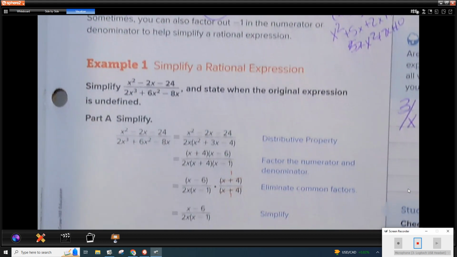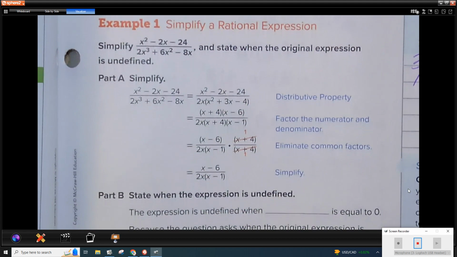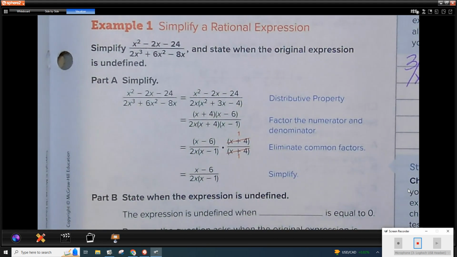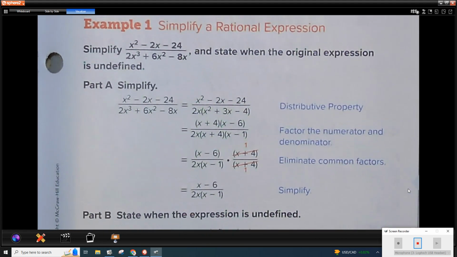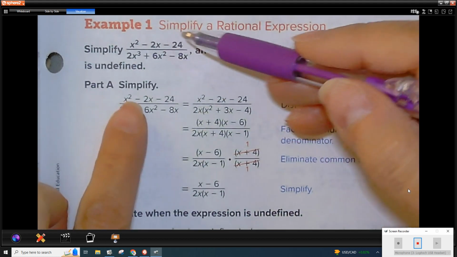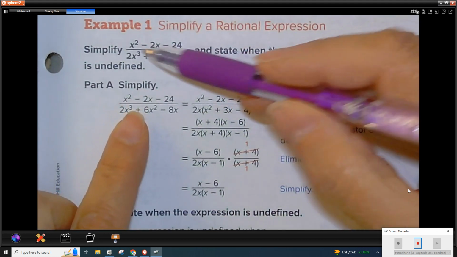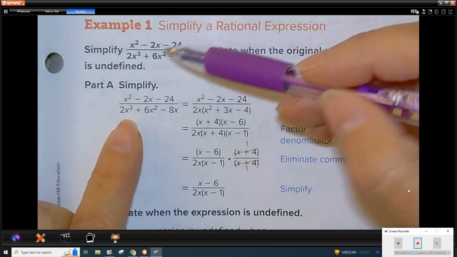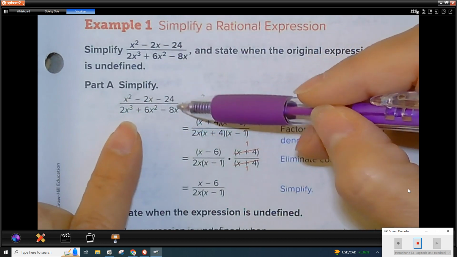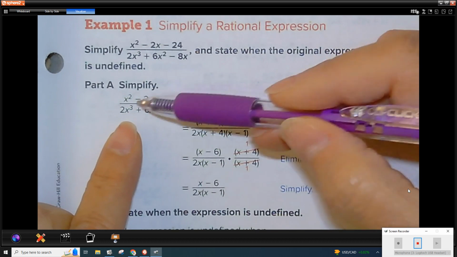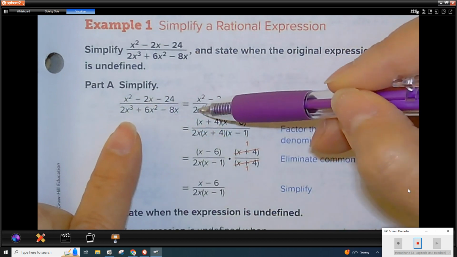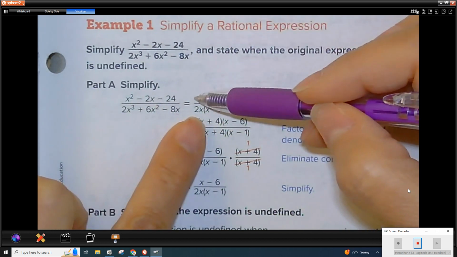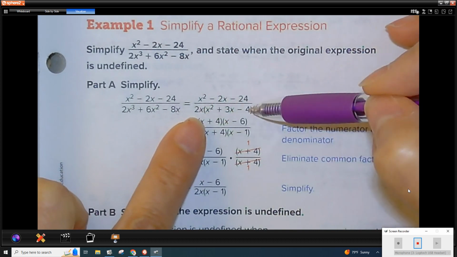So let's look at example 1. Example 1 says state when the original expression is undefined. So right here I can't tell what x has to be for this whole thing to be 0. So we're going to have to factor it. Each one has an x, the lowest power, so you take out an x. Each number could be divided by 2. The top they're not working on right now, they're working on the bottom, just took out the 2x.